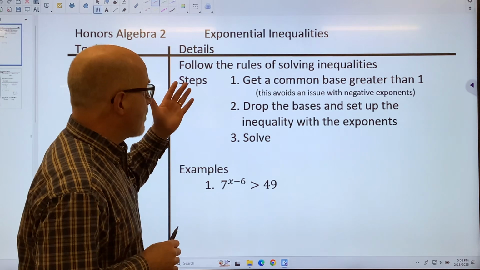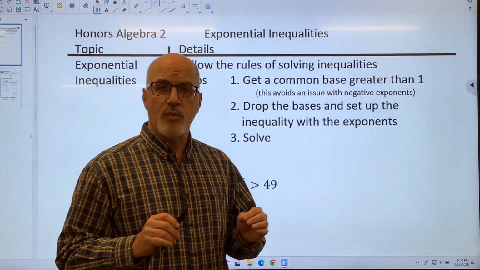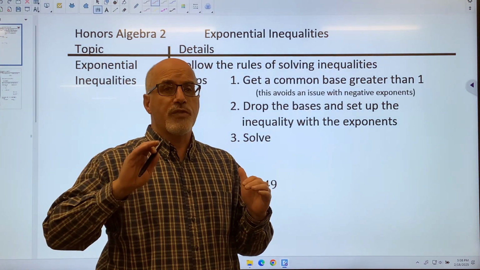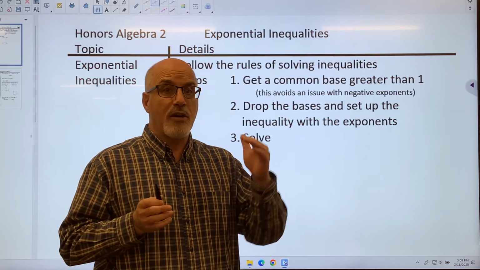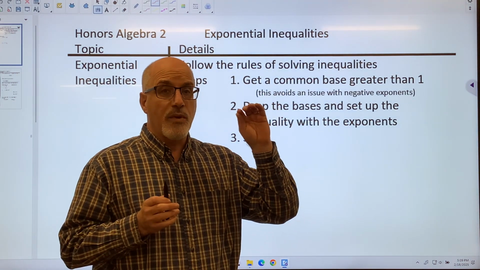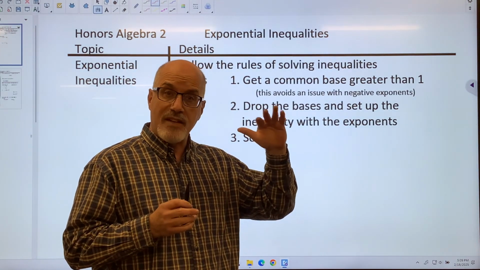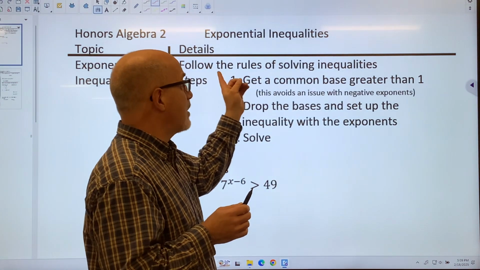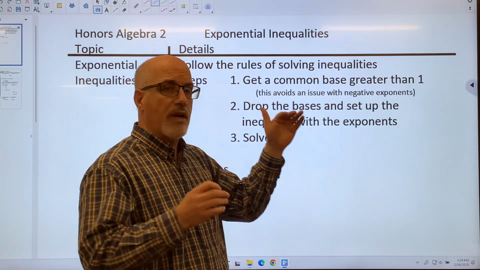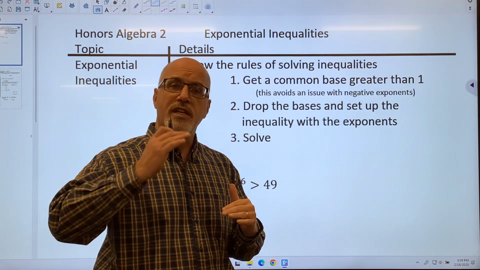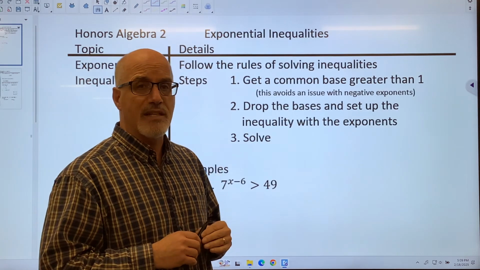Now to do our steps here, we want to get a common base that's greater than 1. The reason why it has to be greater than 1 is if you remember our rules for exponents, if you have something in the denominator, then when you bring it up to the numerator, it makes it a negative exponent. Well, if you've got an exponent that has a negative in it, that could impact this rule here of the rules for solving inequalities. So whenever we have a denominator, let's convert it into something that's in the numerator with a base, and then we can use the rest of these steps.